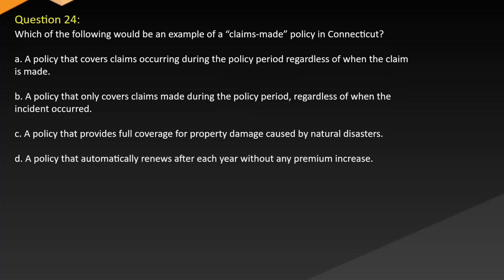Question 24. Which of the following would be an example of a claims-made policy in Connecticut? A. Policy that covers claims occurring during the policy period regardless of when the claim is made. B. Policy that only covers claims made during the policy period regardless of when the incident occurred. C. Policy that provides full coverage for property damage caused by natural disasters. D. Policy that automatically renews after each year without any premium increase.